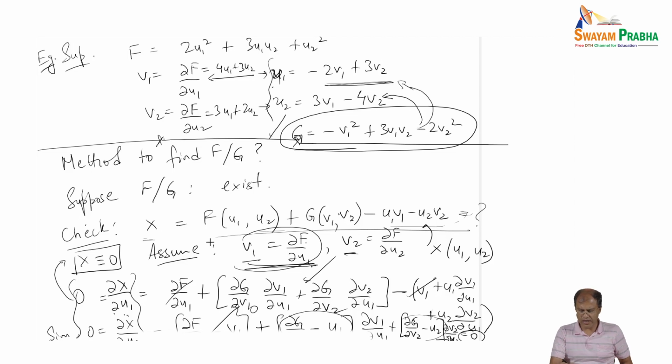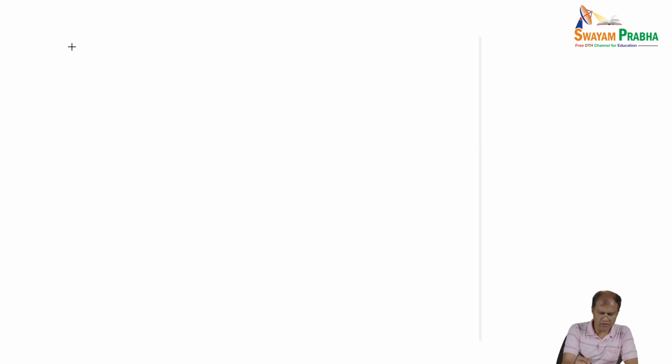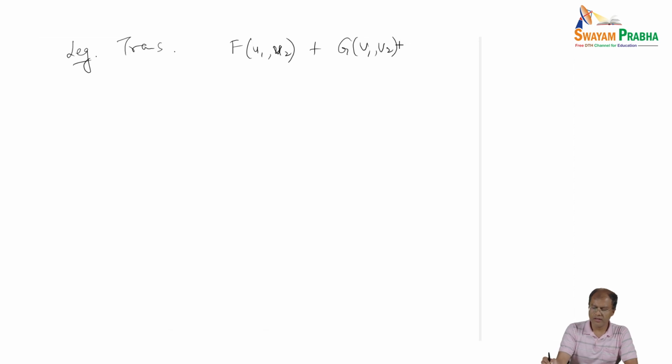Which means that now we are left with an expression which is going to give us the Legendre transform. So what is the Legendre transform here? The transform is as follows: suppose you are given f of u1 and u2, you want to find what is g of v1 and v2, then this equality holds: f plus g is equal to u1 v1 plus u2 v2. That is satisfied.